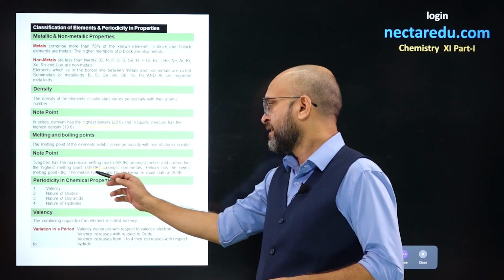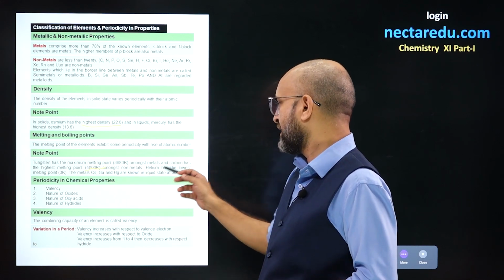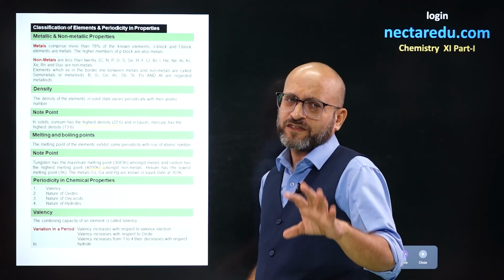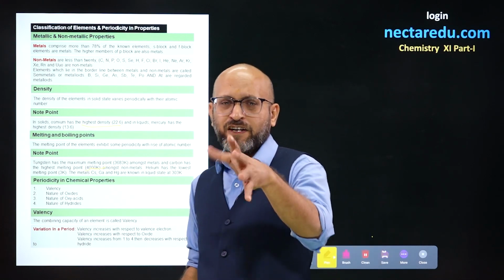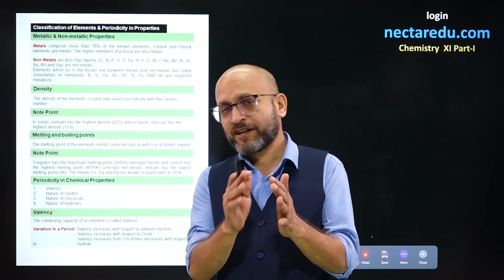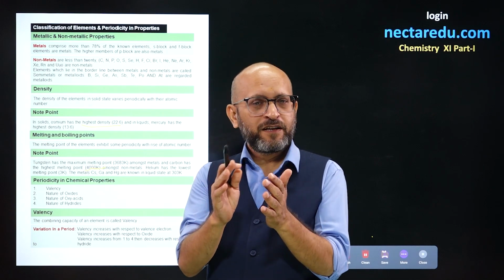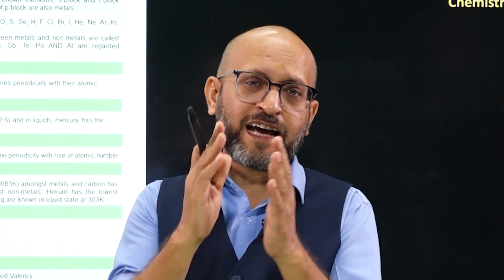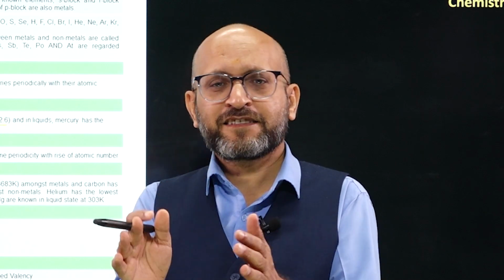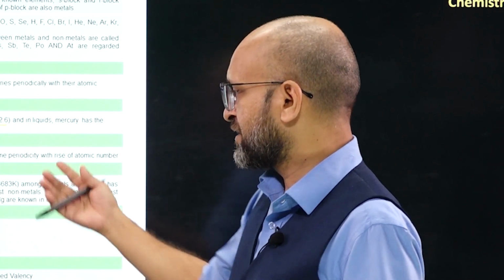The metals cesium, gallium and mercury are known in liquid state at a very low temperature, let's say 30 degrees Celsius. They will be found as liquids. Gallium is sometimes used in thermometers like mercury. So at 30 degrees Celsius, gallium is a liquid. Alright. So these are the properties we have discussed over here.